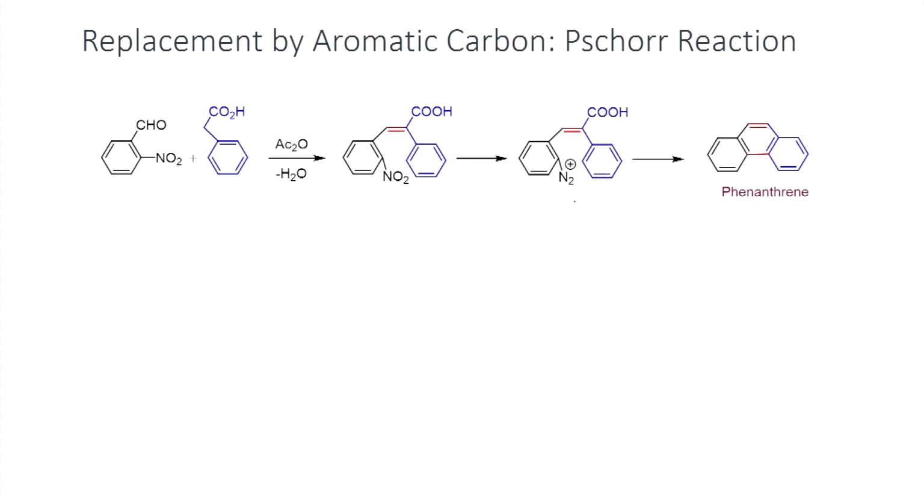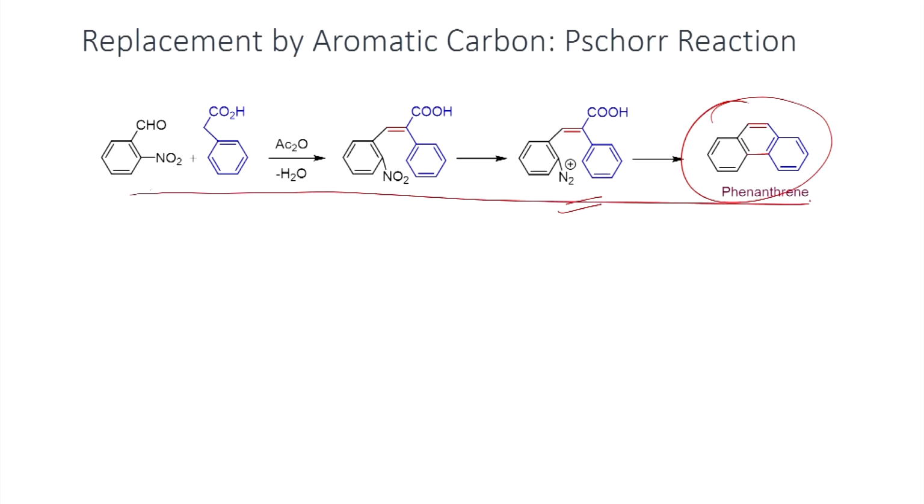The next example is the intramolecular cyclization of the system. This is the Pschorr reaction, and if you have the diazonium salt, it can undergo cyclization to give this cyclic system, depending upon the reaction conditions. Now let us look at the mechanism of this transformation.